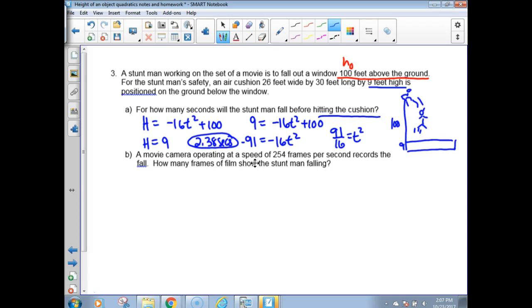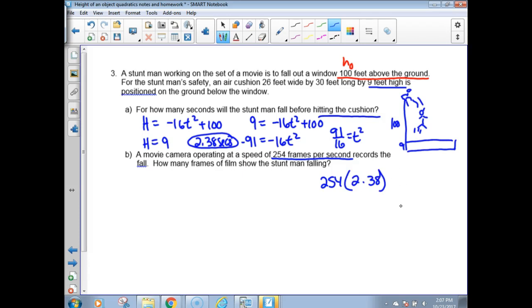All right, a movie camera operating at a speed of 254 frames a second records the fall. How many frames will it show the stuntman falling? Well, what do you think we should do? He's going to fall for this long. Yep, we need to do 254 times the number of seconds, right?